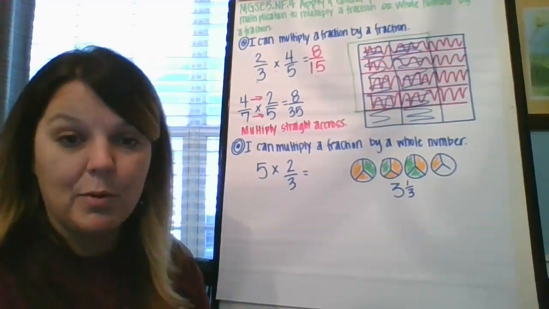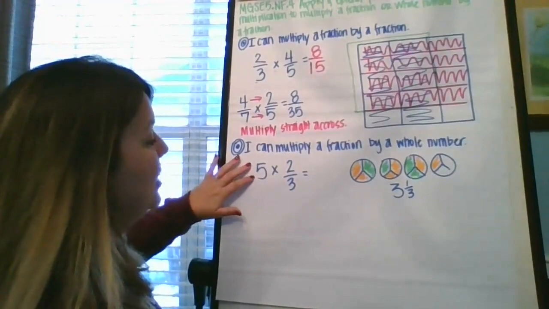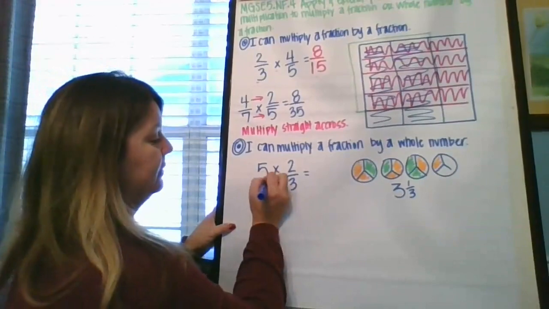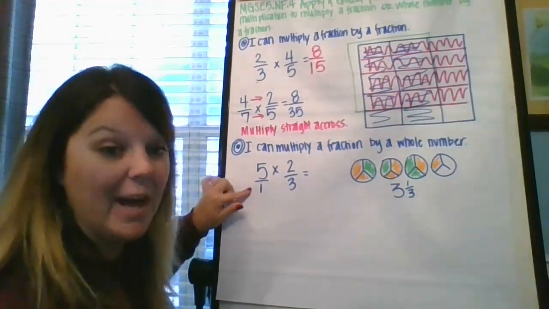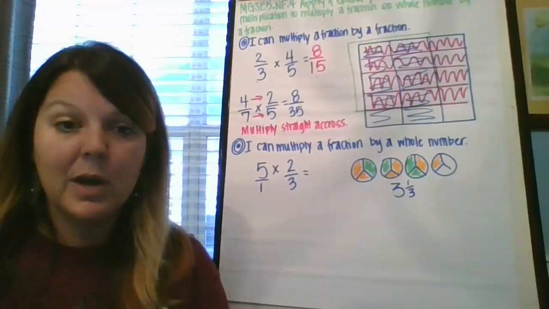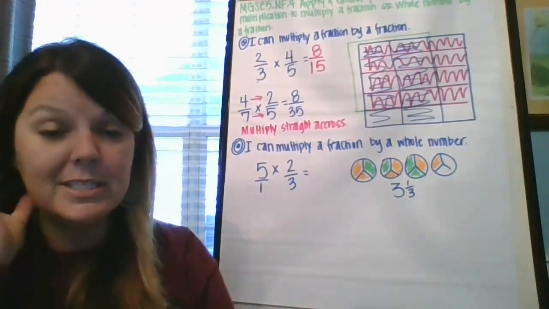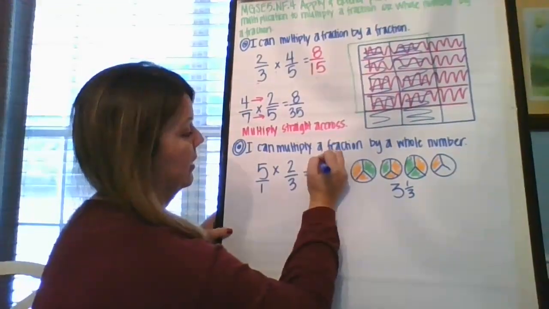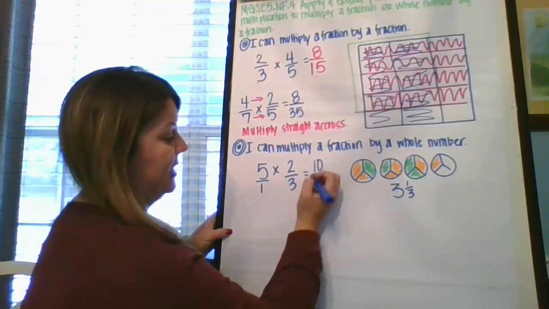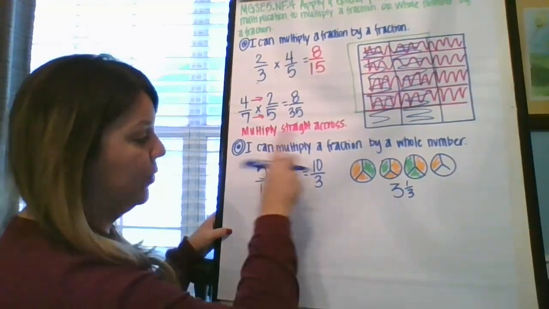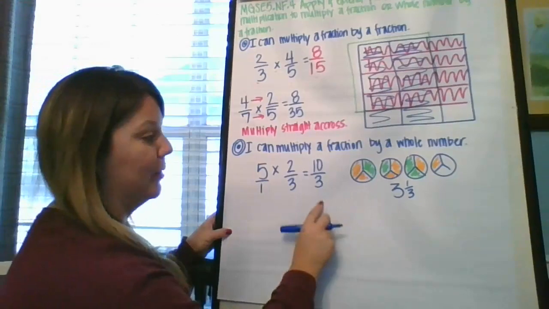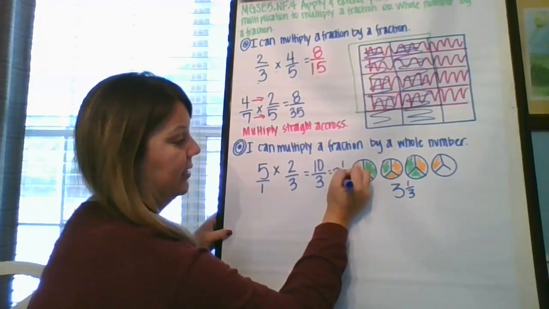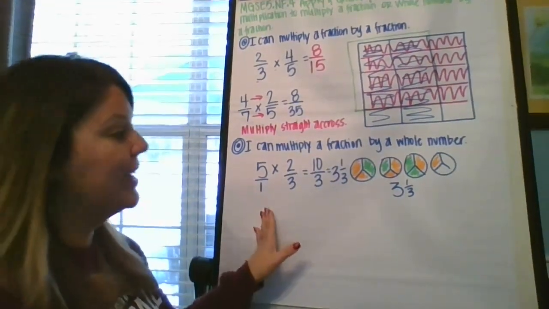Okay, now how did I get to that with an equation? Well, when we multiply, we can still multiply straight across with whole numbers, but the 5 needs to go over 1. Okay, because 5 divided by 1 is 5. So any whole number that you want to multiply or divide with a fraction, you can simply place it over 1. Okay, so 5 times 2 is 10, over 3 times 1, which is 3. And then you can just transfer that into a mixed number by dividing 10 by 3 and getting 3 with 1/3 left over. So this is what the equation looks like.